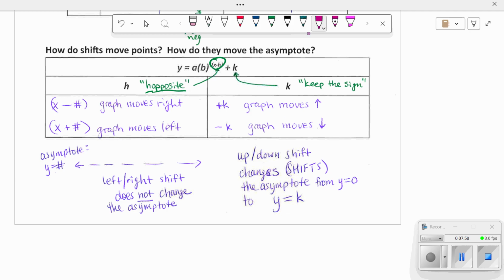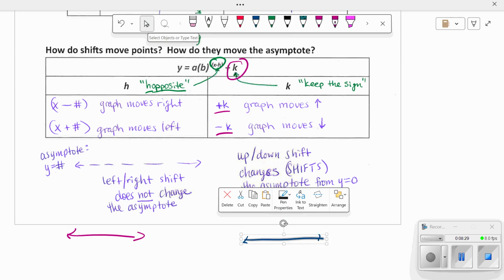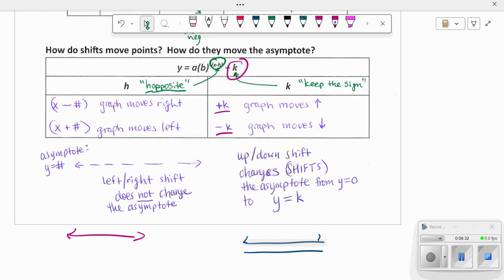My k is a little bit easier. If it's plus a number, I move up. If it's minus a number, I move down. Now, the thing to know is that left-right shifts will not move an asymptote. If I grab this line and move it left to right, and it's a line that goes forever, that doesn't change it. But if I shift up and down, that does move the asymptote. And we will test you on the equations of asymptotes.